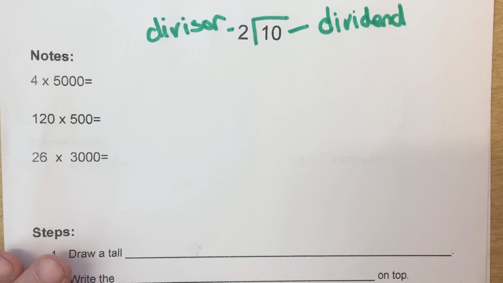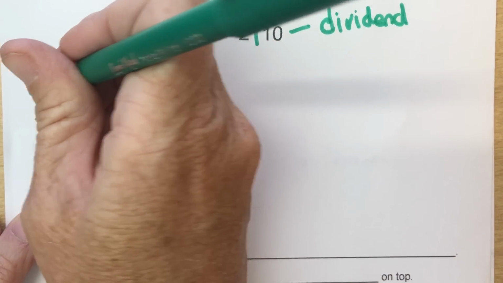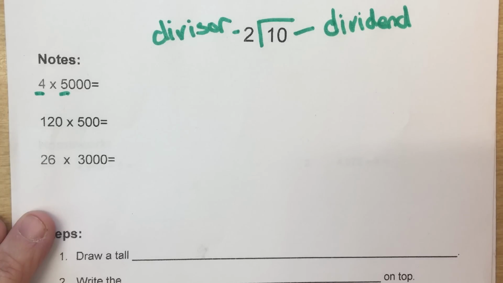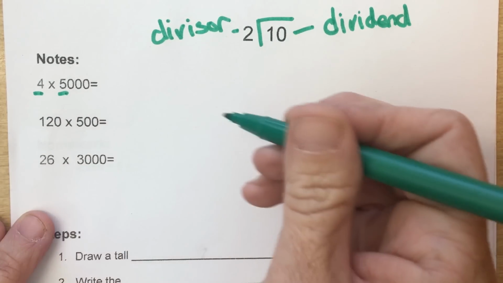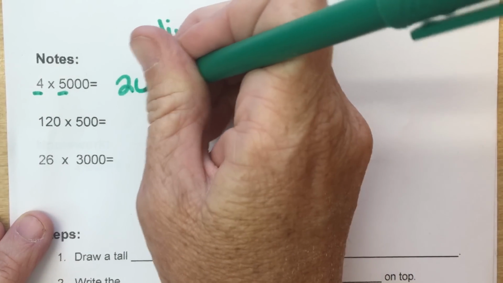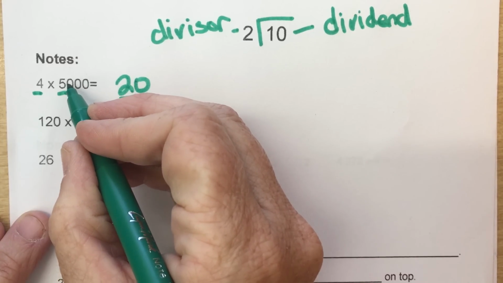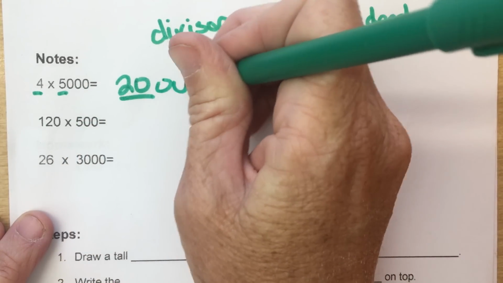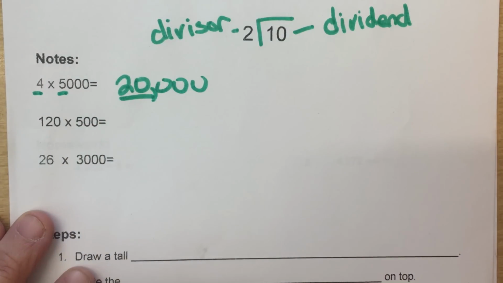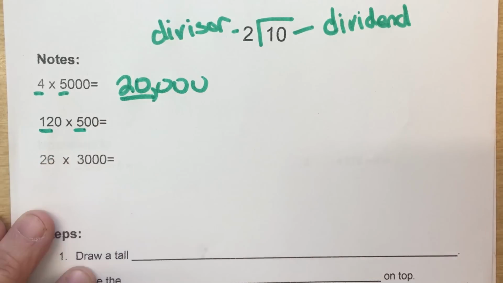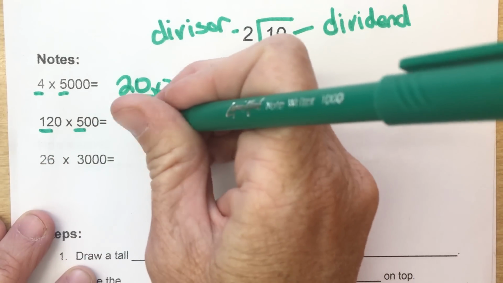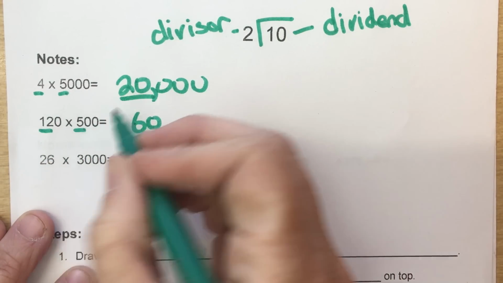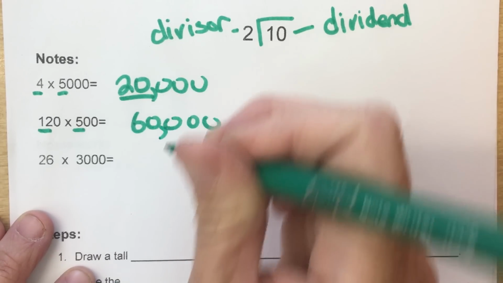A quick reminder that will help us tonight is when we multiply with zeros. Our trick: I underline my non-zeros and multiply them, and then I add my extra zeros. So 1, 2, 3, which gives me 20,000. I underline my non-zeros. 12 times 5 is 60. And I add my extra zeros, which is 3 more.